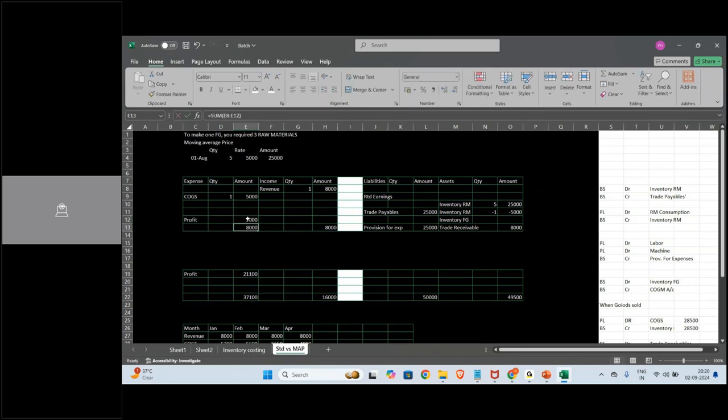Got it? Clear? Now I did not make this sale. Let's say I did not sell this.